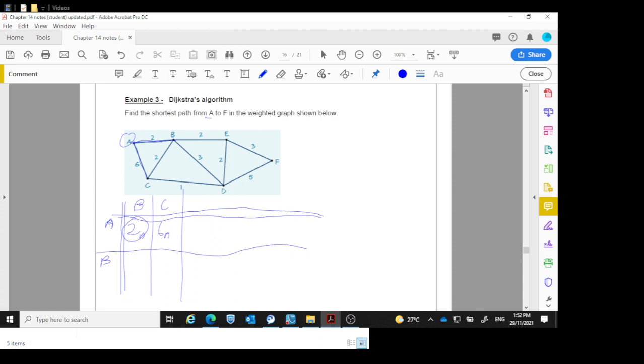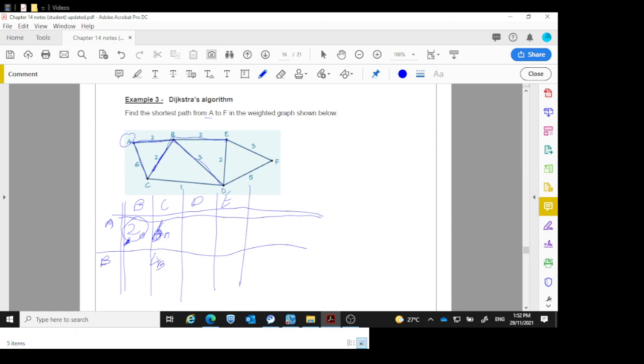B can only connect, we don't want to go back to A, can connect to C, to D and to E. Well, it connects to C in 2, but I've got to add this 2 that's already there. 2 plus 2 is 4. Is that smaller than the number here, 6? Yes, it is. So 4, and this is coming from the letter B. It also connects to D, so I'll put D here, and it also connects to E.